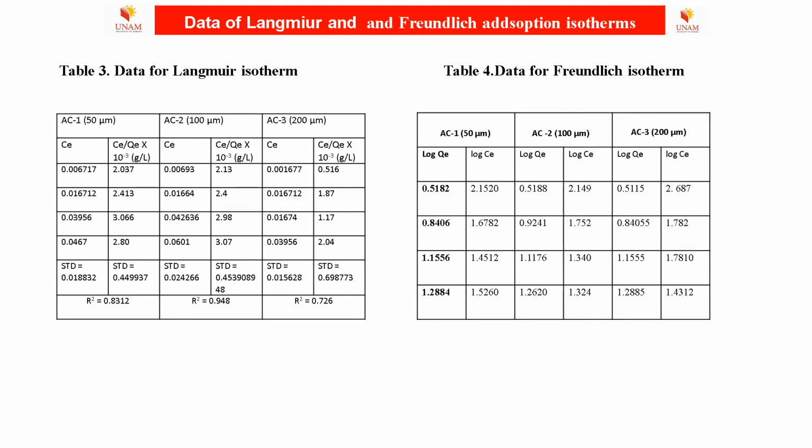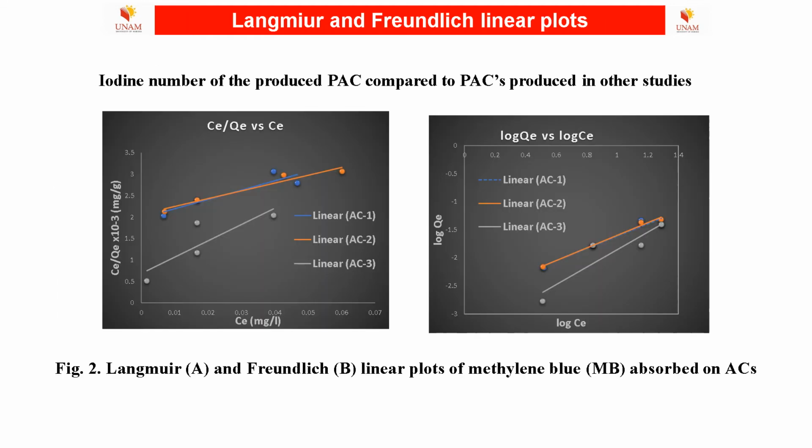Then data for the Freundlich adsorption isotherms for AC1 50 microns, 100 and 200. It is given here. You're getting 1.5 log C, 1.26 for the AC2, and AC3 1.2. So better is the AC1 here, and AC2 as well, giving good Freundlich adsorption values for both data of Langmuir and Freundlich adsorption isotherms.